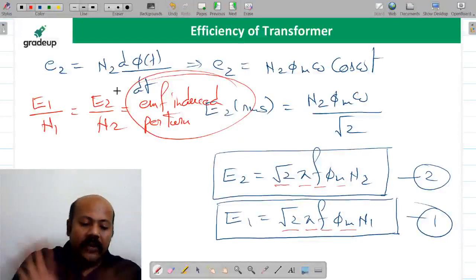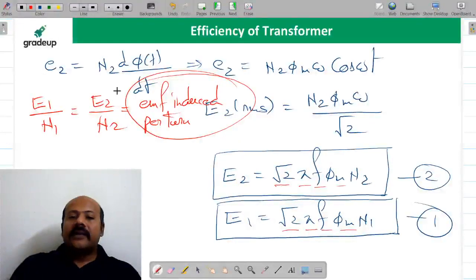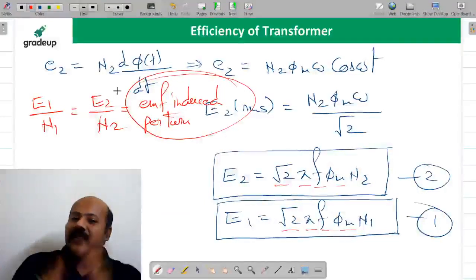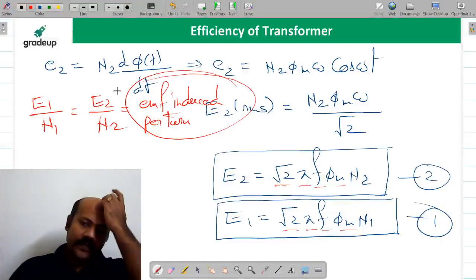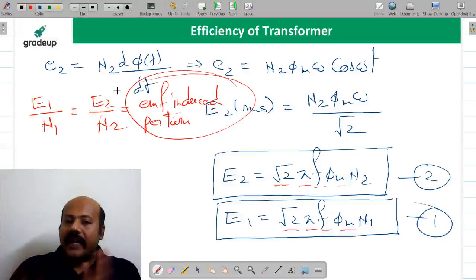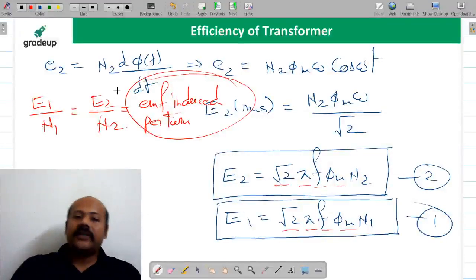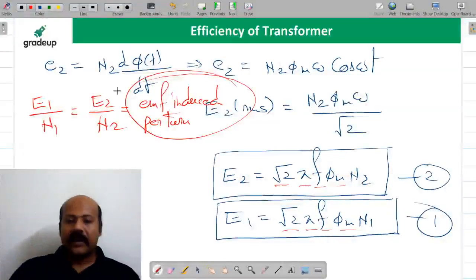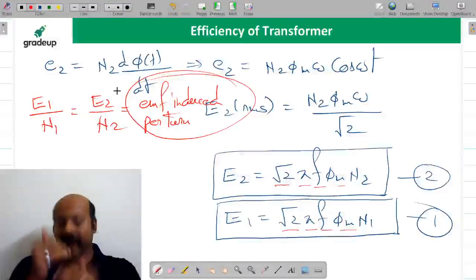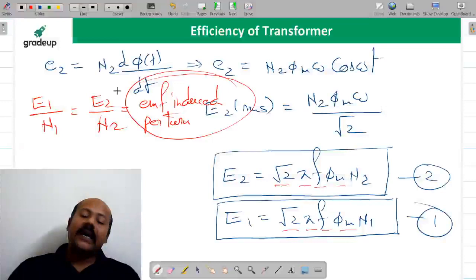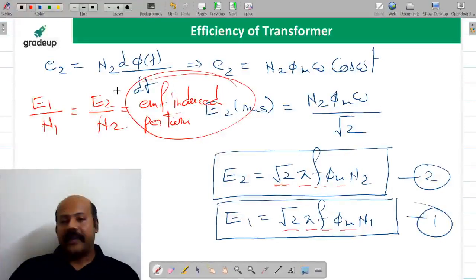See, Sanjay, listen to me, beta. This leading lagging we will consider when we will discuss the phasor diagram. We have not discussed the phasor diagram, yes or no? We have not discussed. Is it clear? And let me tell you that leading and lagging of this induced EMF with respect to flux, it depends on what is the convention you are having. I have already neglected the negative sign.